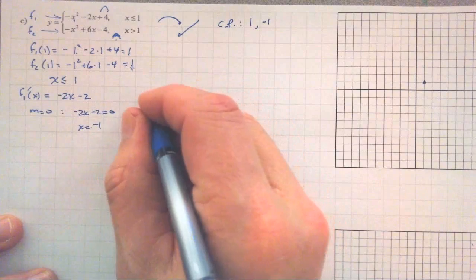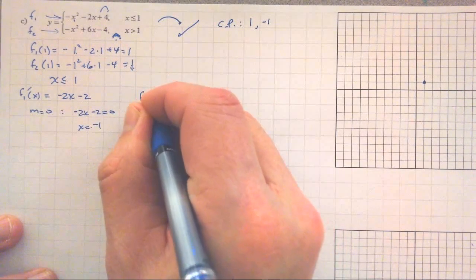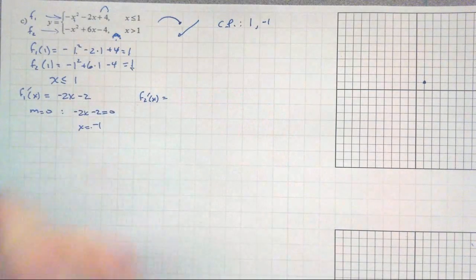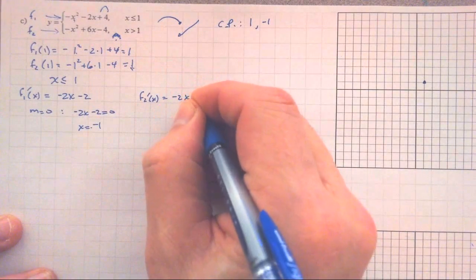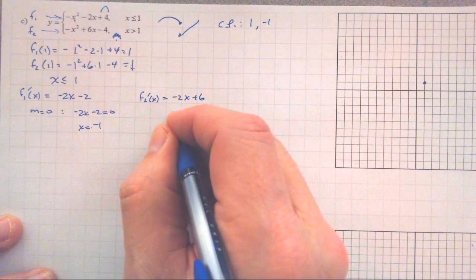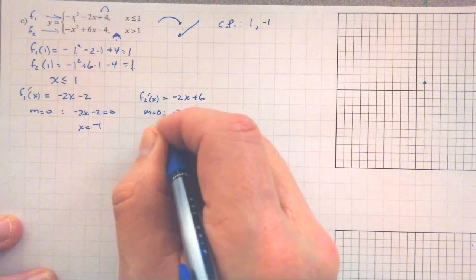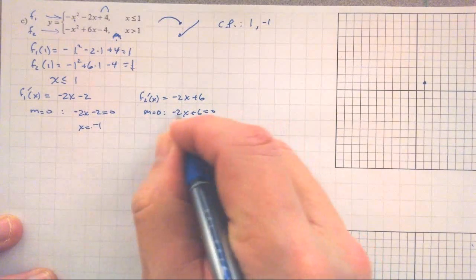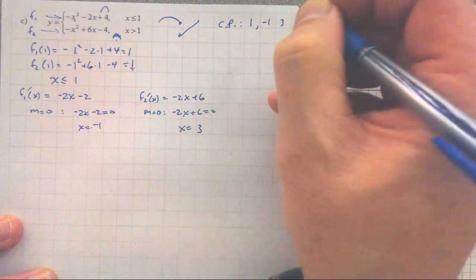And let's take a look at f2 prime of x, or the derivative of the second possibility. Derivative of this, -2x plus 6. Set that equal to 0. When is the slope 0? When -2x plus 6 equals 0. When x equals -6 over -2, 3. So I want to test 3.